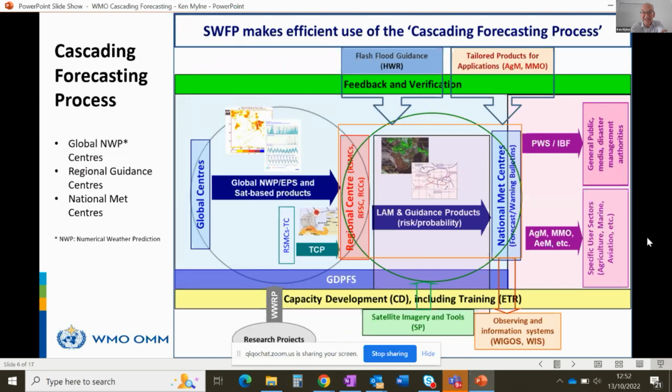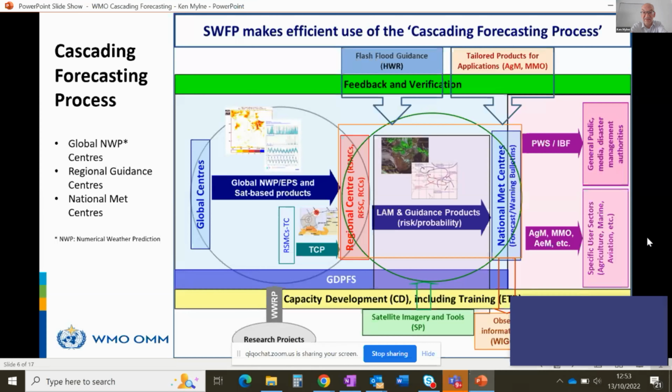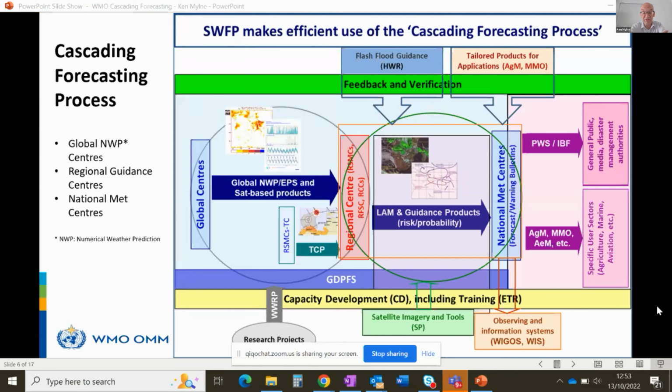At the left-hand side, in the blue in the middle, we have these global centres. These are often the World Met Centres that I mentioned. And these have global forecasting capability, and they make NWP, that's numerical weather prediction data, and ensemble prediction data, which allows us to understand the uncertainty in a forecast as well as just the most likely forecast. They make these data available to others for use freely. Now, not necessarily at full resolution, but these centres make this data available.